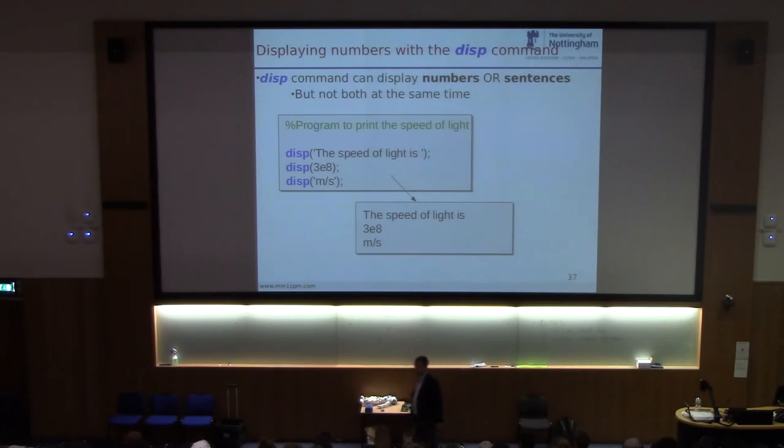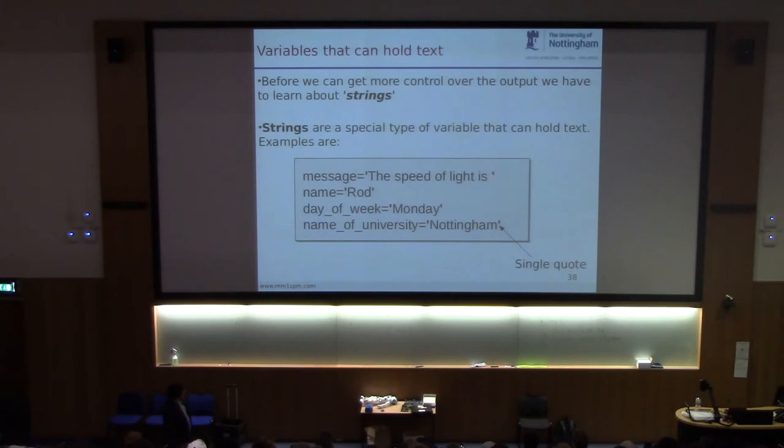You can also use DISP to print out either text or numbers. So, for example, we can make it go DISP, the speed of light is 3 times 10 to the 8 meters per second. And it'll print out, the speed of light is 3 times 10 to the 8 meters per second. So that's quite handy. Any questions on that? Yes?